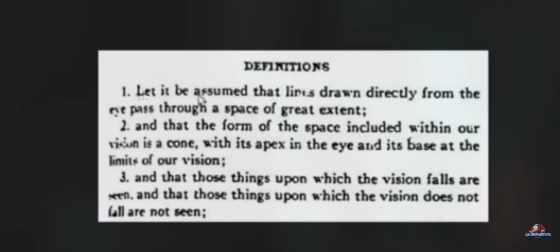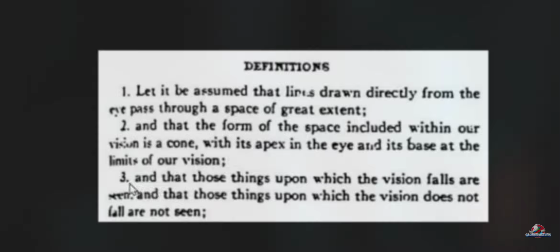So he's saying we can draw our line of sight with lines. We can represent them with lines, and the form of the space included with our vision is a cone, with its apex in the eye and its base at the limits of our vision. So we can draw a geometric cone from the optical system and represent it with lines, and this is a geometric relationship our vision has with reality.